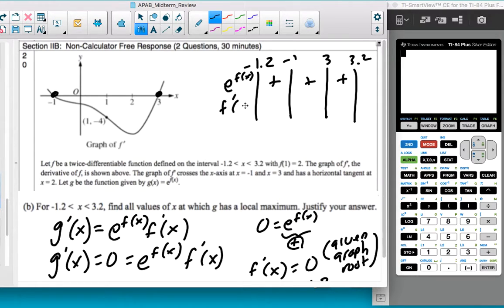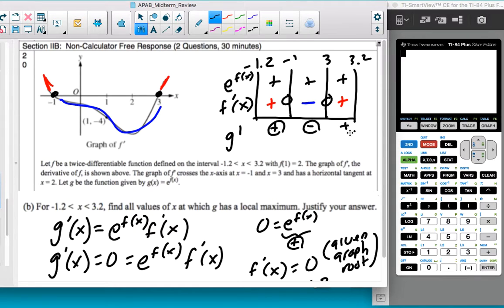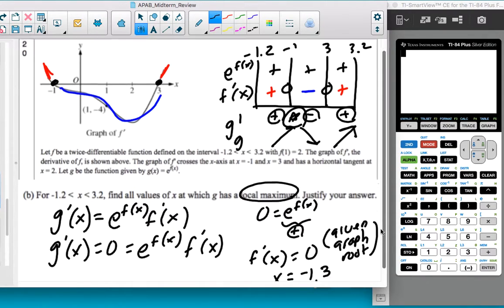And the other one is f prime, but looking at this graph, this is where f prime is positive because it's above the axis. And this is where my f prime is negative because it's below the axis. So basically, if we want to talk about where I have min and max values, my g prime is positive, negative, positive. So my g is going up and then down and then up again. They want to know where I have a local max. This is my answer. It's at x equals negative 1, right?